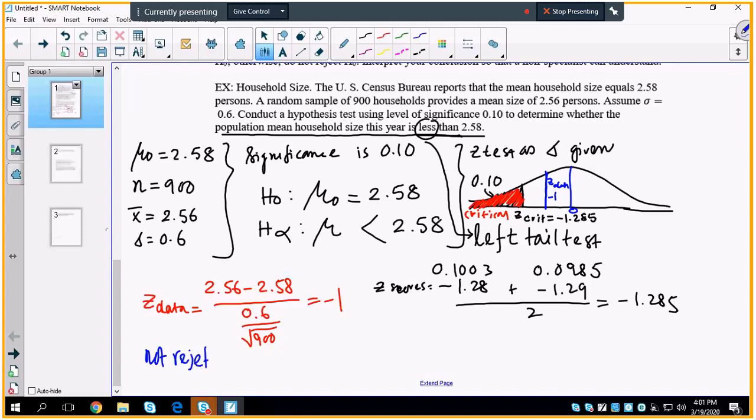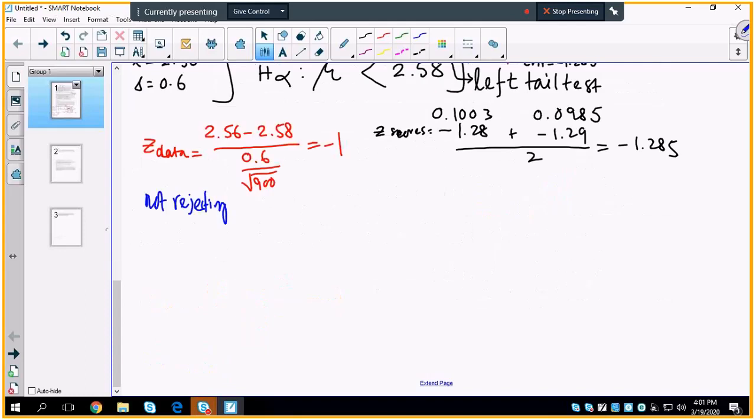I did the testing, but the testing tells me whatever the existing population mean was is going to stay, not rejecting H naught. So we had the idea that the population mean might have changed. It might have lowered to 2.56, which is not true for the population. And how do I interpret this answer?